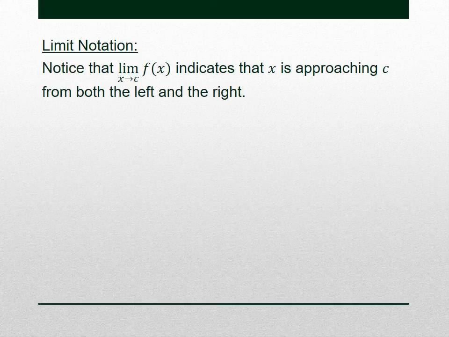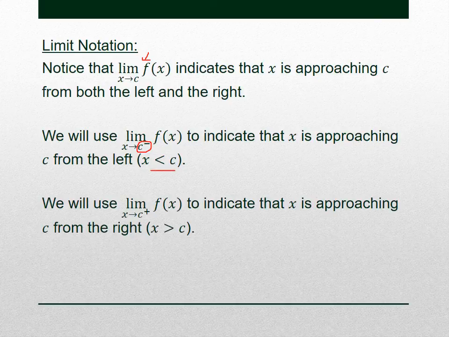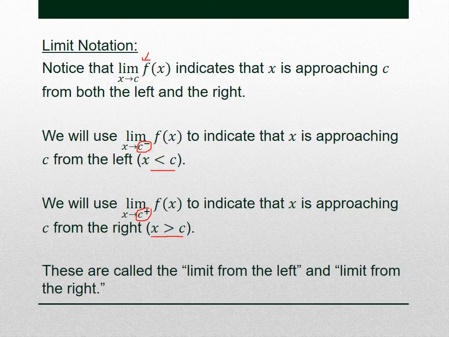When we write this limit as x approaches c, what we mean is that x is getting close to c from the left and the right. But we can be more specific and put a little negative sign to indicate we're only approaching from the left, when x is less than c, or a little plus sign to indicate we're only approaching from the right, when x is greater than c. We call that the limit from the left and the limit from the right. Sometimes I'll also say the left-hand and right-hand limits. On the graph, that's just what height your function is approaching as you come to c only from the left side or only from the right side.